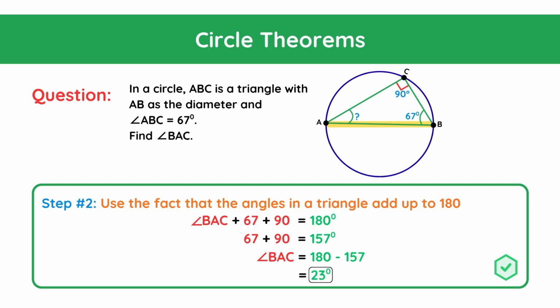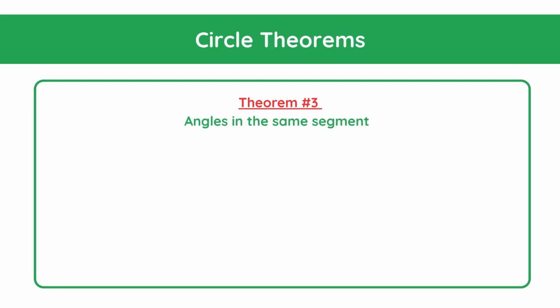And that's our answer. Now let's move on to the third theorem, which is angles in the same segment. The rule is this. Angles in the same segment of a circle are equal.